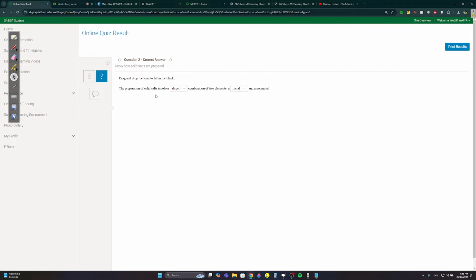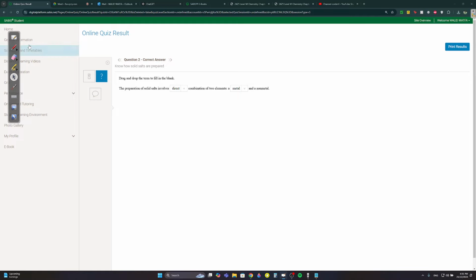Question 2. The preparation of solid salts, so this is insoluble, involves a direct combination of two elements, a metal and a non-metal. Okay, solid salts. Any salt is an ionic compound made out of a cation and then an anion, right? For example, the solid salt AgCl can be prepared by combining HCl and, let's say, AgNO3. If you combine these two, you get AgCl. So it involves a direct combination of a metal Ag and a non-metal Cl, right?